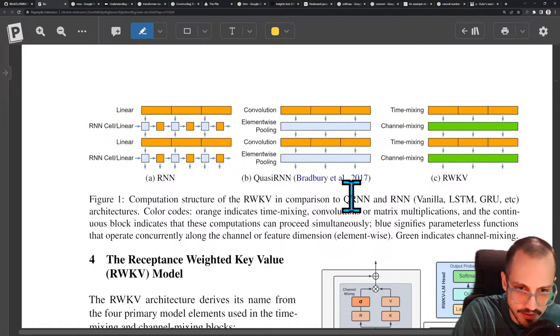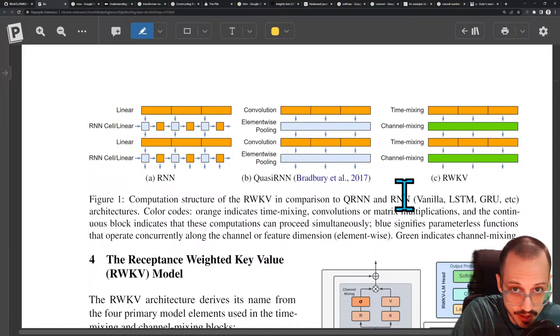Computational structure of the RWKV in comparison to QRNN and RNN. So this is the quasi-RNN. And then they have vanilla RNN, LSTMs, which are a type of RNN, and gated recurrent unit, another type of RNN. Color code: orange indicates time mixing, convolutions or matrix multiplications, and the continuous block indicates that these computations can proceed simultaneously. So if it's a block like that, you can do it in parallel. Blue signifies parameterless functions that operate concurrently along the channel or feature dimension, element-wise. Green indicates channel mixing.